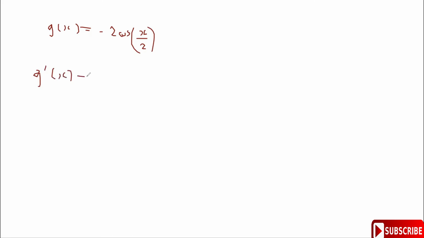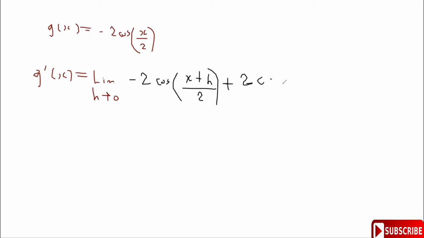The limit as h tends to 0 of g of x plus h, in this case that will be minus 2 times the cosine of x plus h over 2, minus the minus 2, but I can just put a plus right here because the minus and the minus make it become plus. So it's then plus 2 times the cosine of x over 2, all over h.